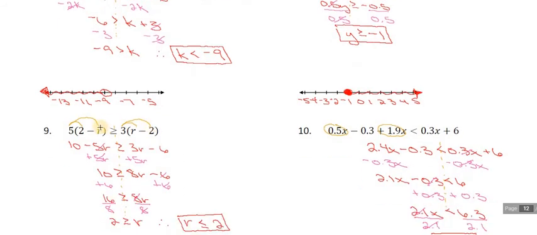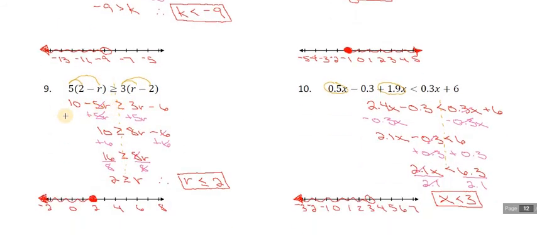In number 9, we needed to distribute on both sides. It resulted in 10 minus 5r is greater than or equal to 3r minus 6. Technically, 3r is bigger than -5r, so we're going to add 5r to both sides in order to avoid negatives. And again, if you choose to put everything on the left, that's fine as long as you're very careful. You'll get the same answer at the end. So then we're going to add 6 to both sides, divide by 8. So we get 2 is greater than or equal to r, which would therefore mean that r is less than or equal to 2. So closed circle on 2, shade to the left.